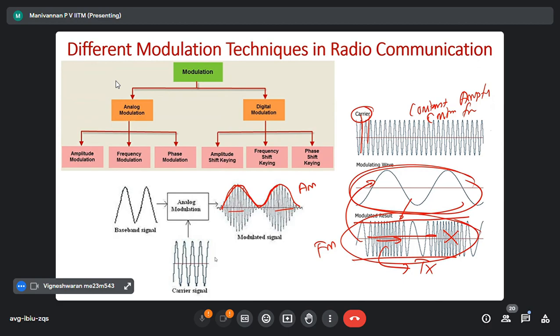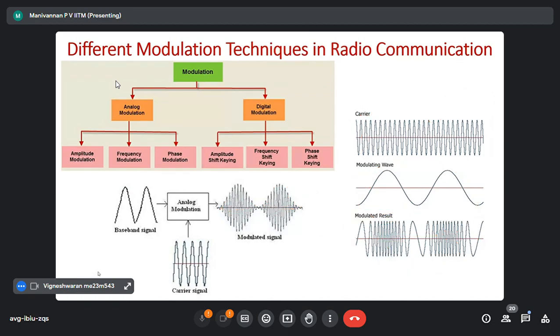What is this one? See, I talked for at least another 20-25 minutes. What did you understand now? We got it. Need for modulation. What is it that you understood?